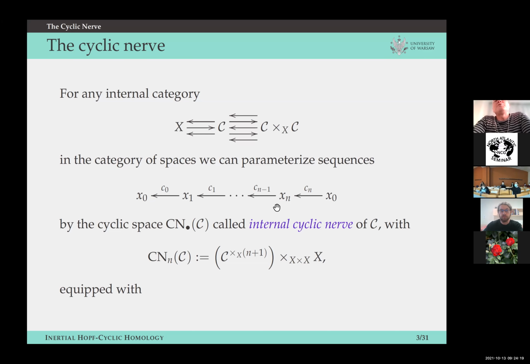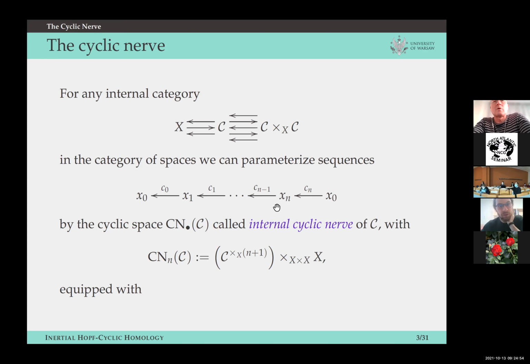Of course, if you want to parameterize something by some space, then everything is hidden in the definition of parameterization. So if you have an internal category, then the object parameterizing such sequences, by definition, is an object of this ambient category. It's a space. In fact, it's a collection of spaces having the structure of a cyclic space. And it is called the internal cyclic nerve of this internal category.